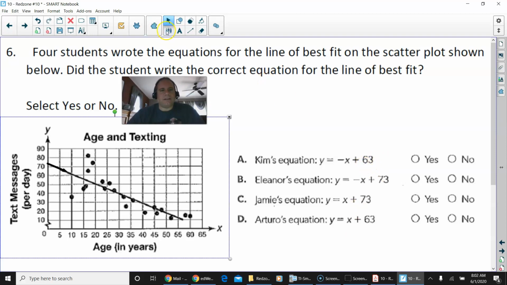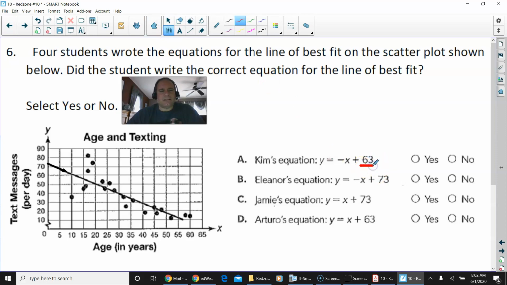What really the difference is here is that Kim's equation says 63 is the y-intercept. Well, I don't know why I forgot that. And Eleanor is saying that 73 is the y-intercept. So one of them has to be correct. Let's just basically see. So what happens right here is that the line stops right about here, and I kind of extended it. And it does go up to around 70. I would say a little bit above 70. So that would make Eleanor's equation a little bit better.